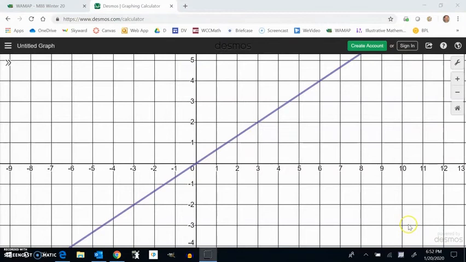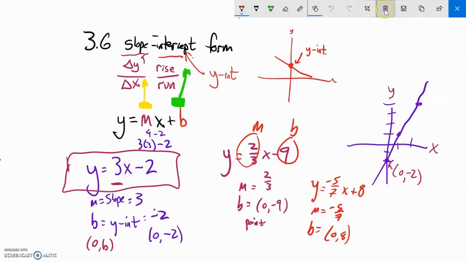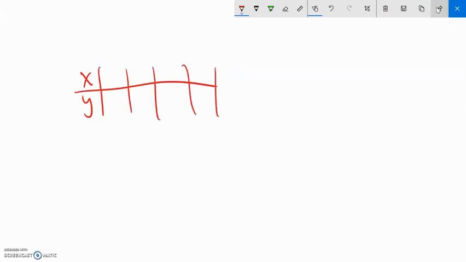Great, so let's look at a couple of tables. So I'm going to clear this off. So here's a table. And my x values are going to be 1, 3, 5, 6, and 9. And then my y values, negative 3.5, negative 2.5, negative 1.5, negative 1, and 0.5. And for this table, I want to find what m and b both are.